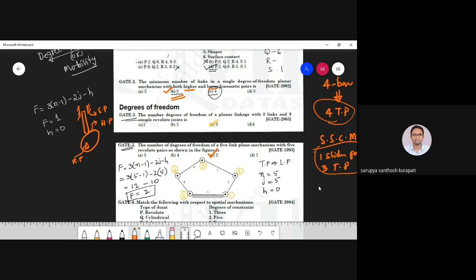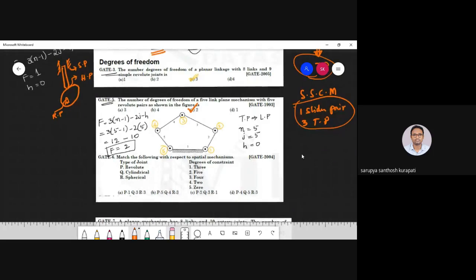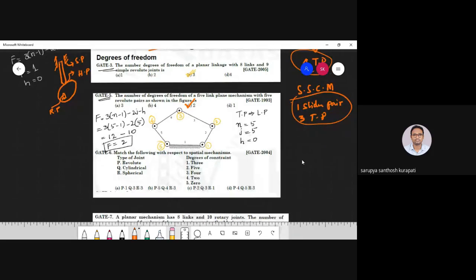Nowadays they are giving 1 mark, but hardly you are going to get 2 marks. And match the following, here also 2 marks. This question was in GATE 2004, 2 marks. See how important these things are. It's very easy. He's asking you the type of joint and the degrees of constraint.